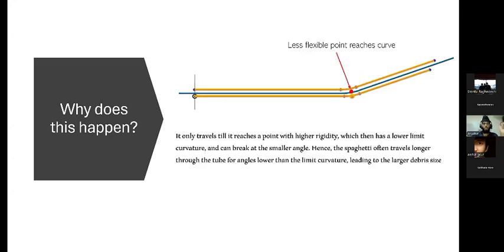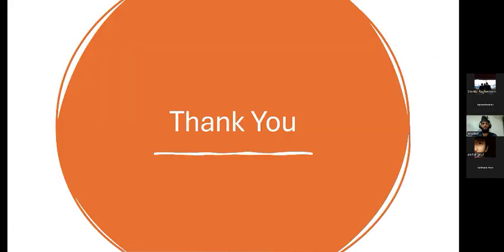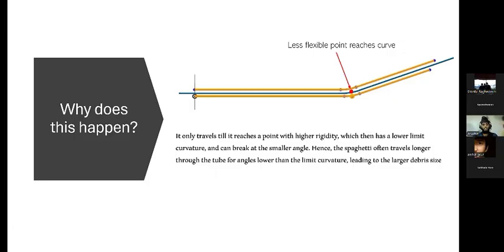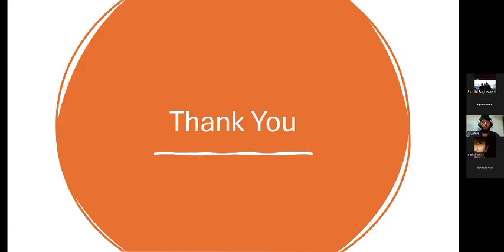Therefore, the spaghetti only travels through the tube until it reaches a point with higher rigidity, which then has a lower limit curvature, and it can break at the smaller angle. Hence, the spaghetti often travels longer through the tube for angles lower than the limit curvature, leading to the larger debris size. And that is everything that I covered in my report. Thank you, and that will be the end of my report.